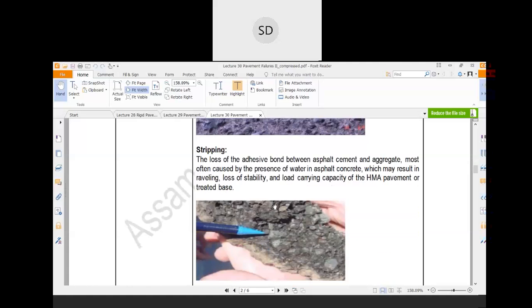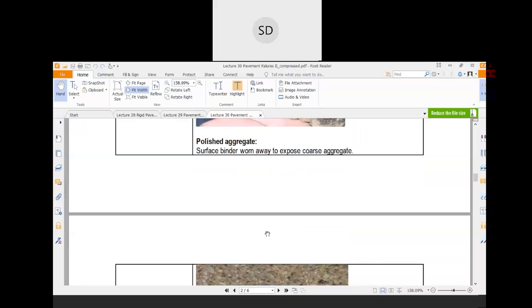Then stripping. Stripping is the loss of adhesive bond between the asphalt cement and the aggregate. Okay, so this is the stripping. Stripping means, suppose this is the bitumen. Bitumen is mixed with the aggregate. Now see this particle here. There is no bitumen particle around. So basically it got separated from the bituminous material, and this type of failure is called stripping.